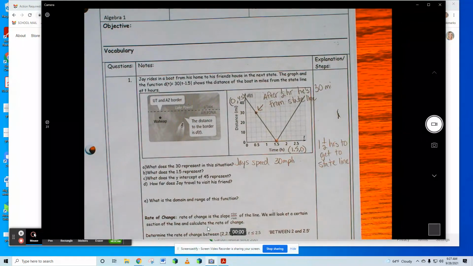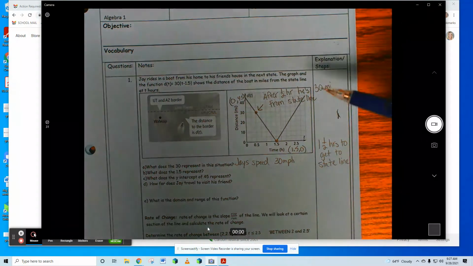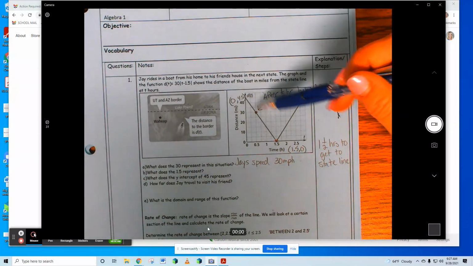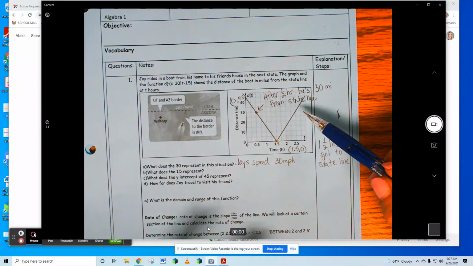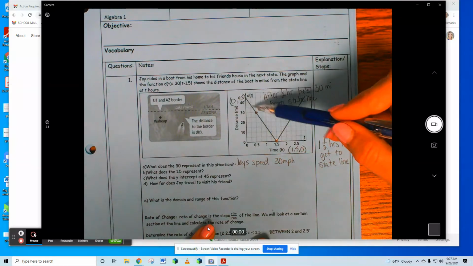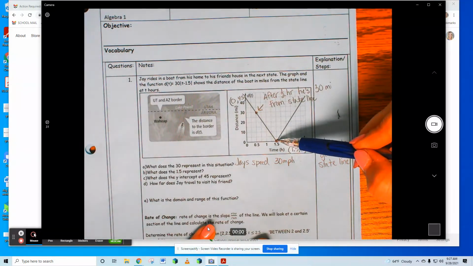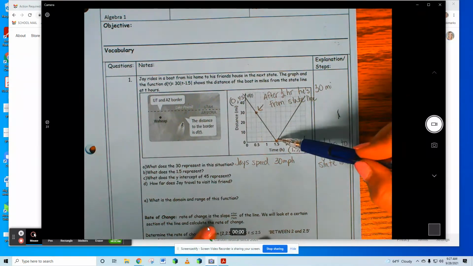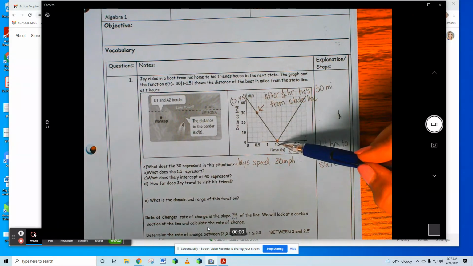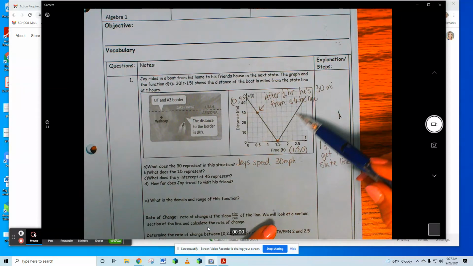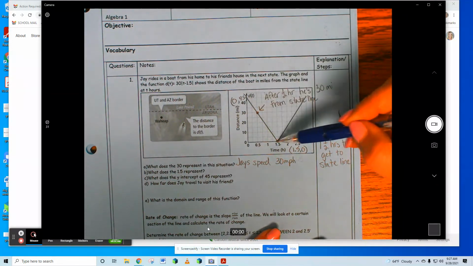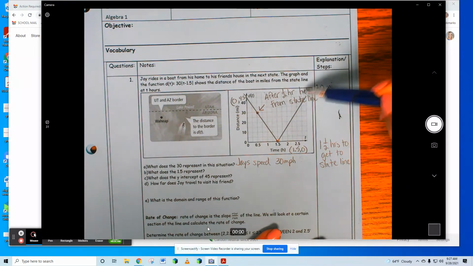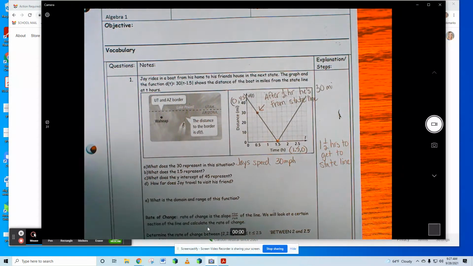Okay. What does the 1.5 represent? 1.5 hours to get to the state line, and then he starts heading to his friend's house. So the downward part is him still driving to the state line. And then he gets to the state line after an hour and a half. And then he keeps driving. And after 3 hours, he gets to his friend's house. So look, these lines are the same. His friend and him live the same distance apart from the state line.